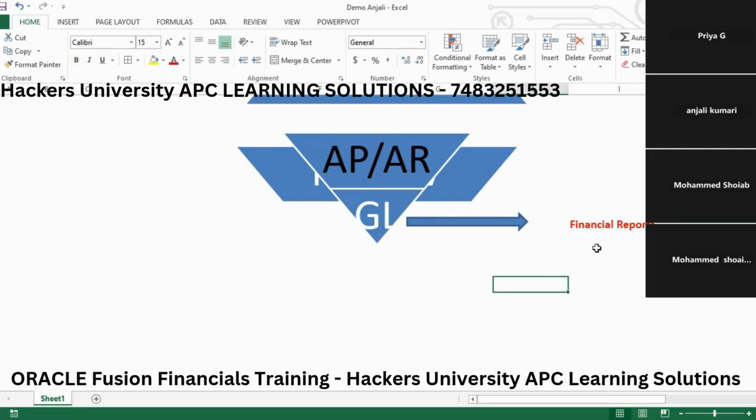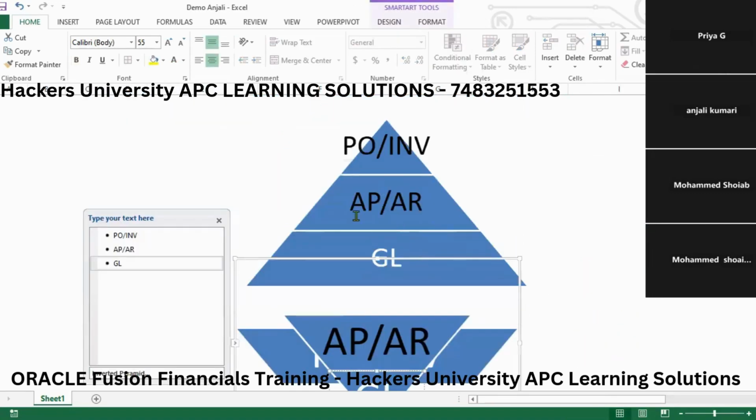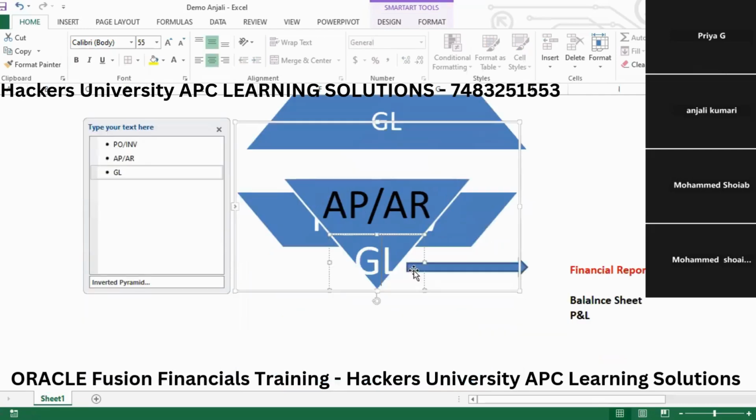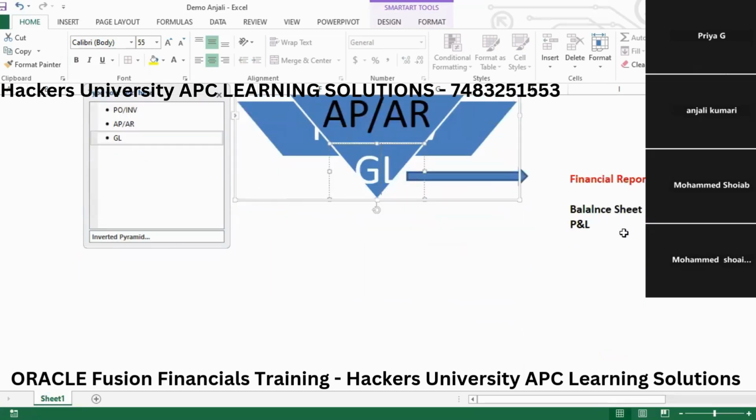So finally, in the general ledger, we can get the financial reports: balance sheet, profit and loss account, trading account, and majorly the financial reports, whatever you want. When you have set up the base, on top of this the subledger modules will be based, and you can get the data from the subledger modules, and ultimately it comes to the general ledger. The general ledger module will give you the financial reports.